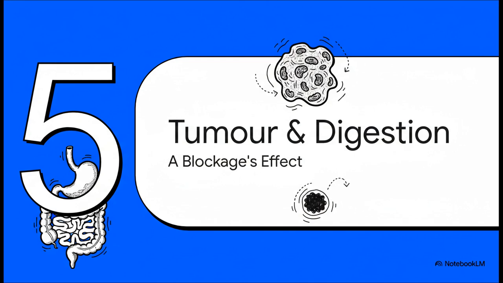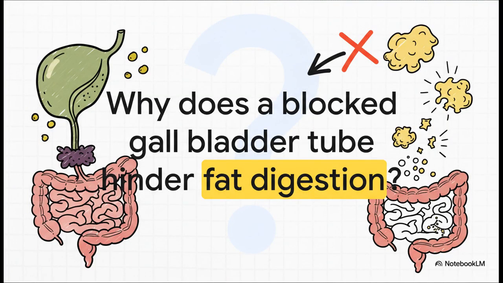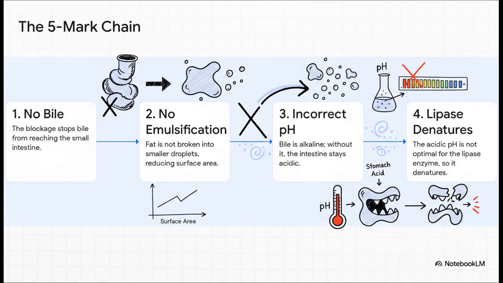This is another high-value question, this time worth 5 marks. Okay, so the scenario is this. A physical blockage is causing a chemical problem. A tumor is stopping something from getting from the gallbladder to the small intestine. We need to explain exactly why this would make it hard to digest fat. And here is the perfect 5-mark answer. It's another beautiful, logical chain.